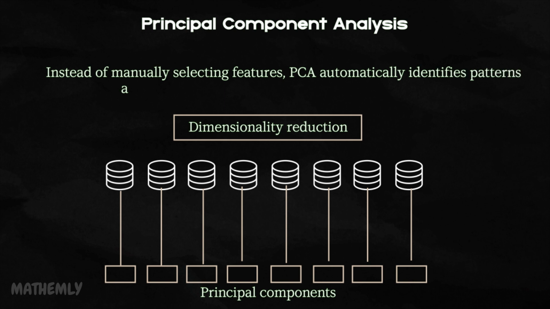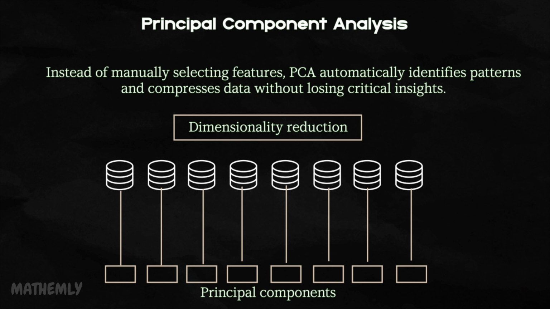Instead of manually selecting features, PCA automatically identifies patterns and compresses data without losing critical insights. PCA is widely used in image processing, finance, genomics, and even facial recognition. Now, let's explore how PCA works and how we can apply it using Orange Data Mining.